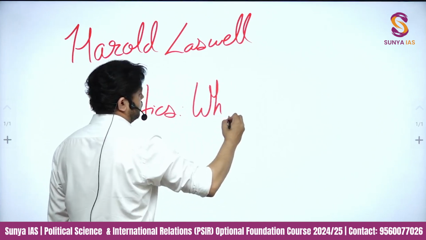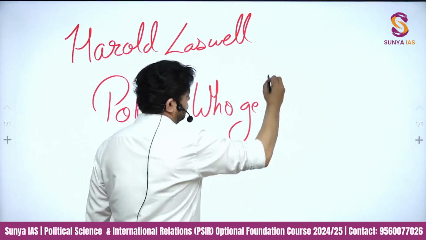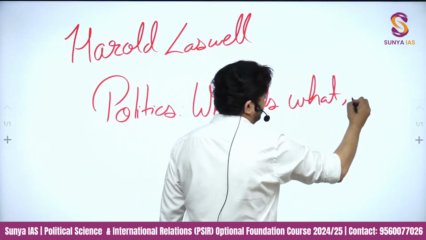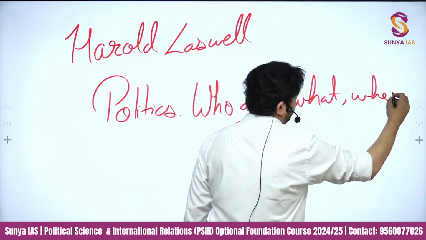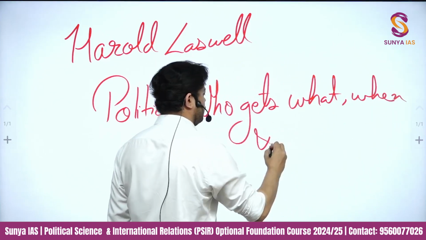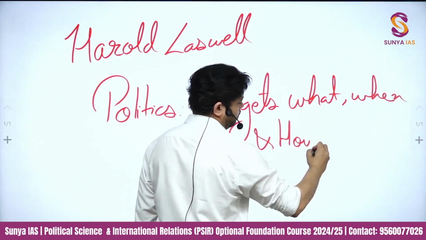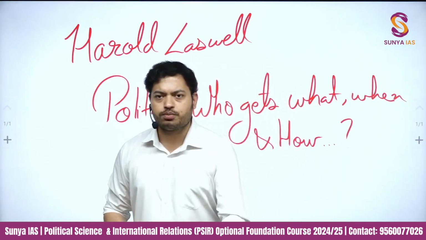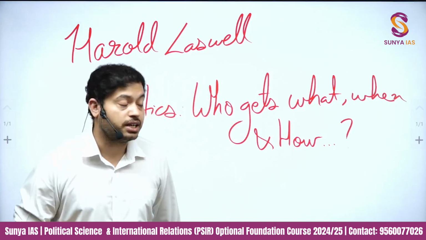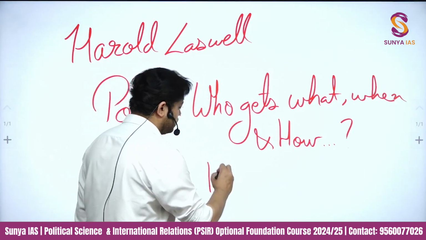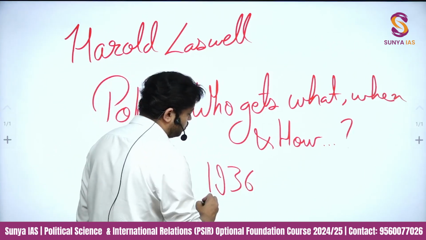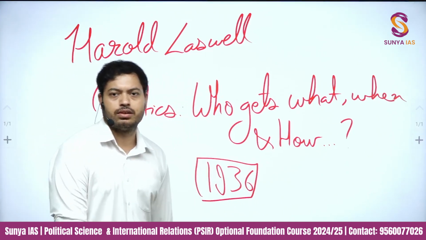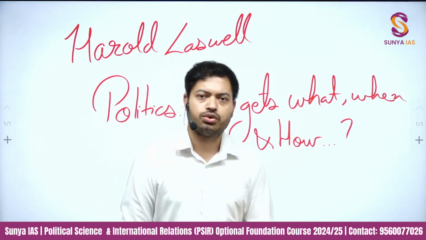Who gets what, when, and how? Fine. This book was published back in 1936, not last year, not in the 2000s, and neither in the 1980s. It was published in 1936. And in this book, he wrote something very specific.